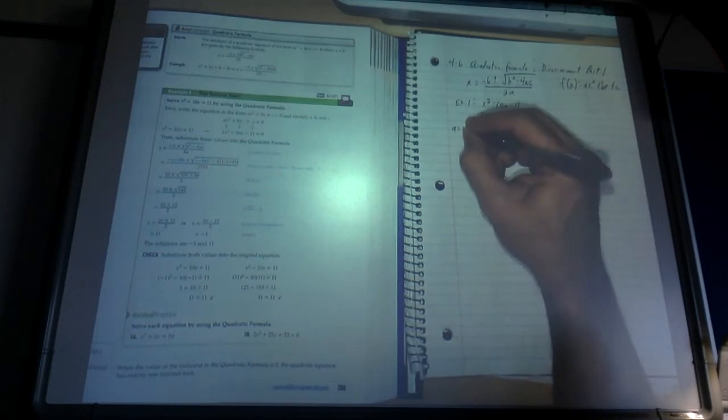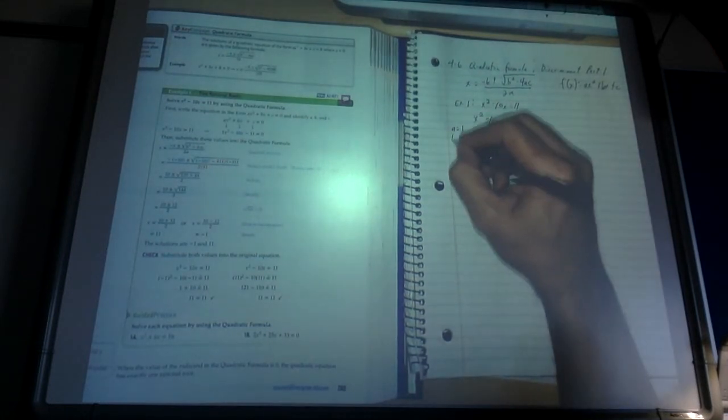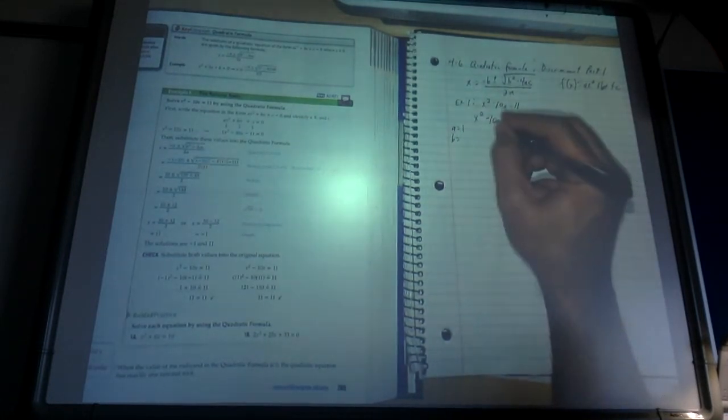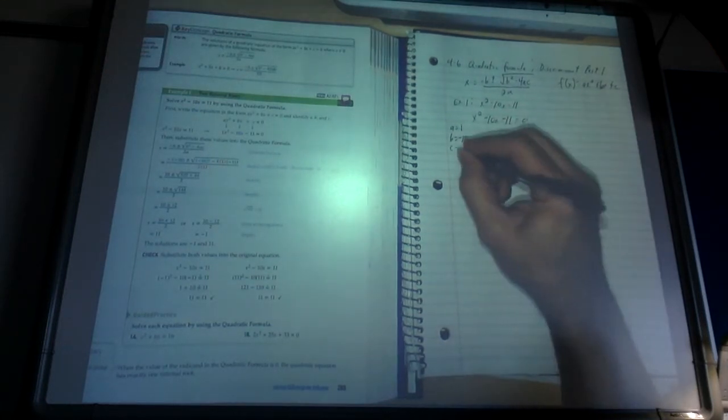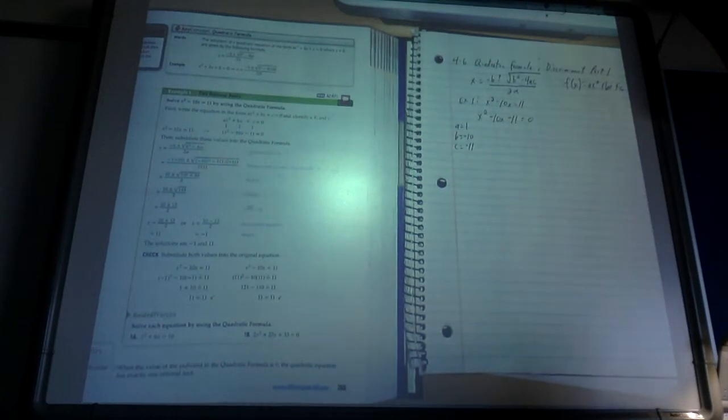Something that might help us is to come out here and write, okay, what is A? A is the number in front of x squared, so that's 1. What is B? B is the linear term, or the linear coefficient. In that instance, that's negative 10, the number in front of x. C is our constant, that's negative 11. So you may want to come write those out. That may help you when you're plugging into the formula.